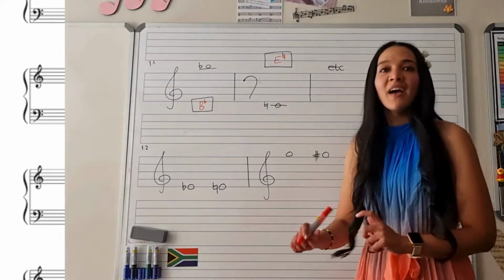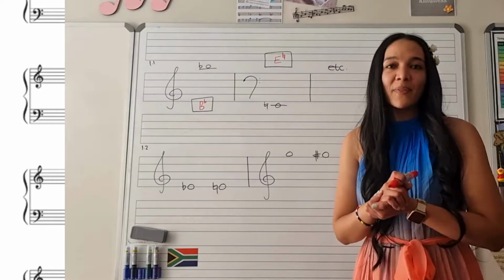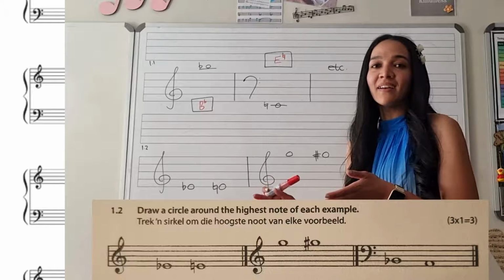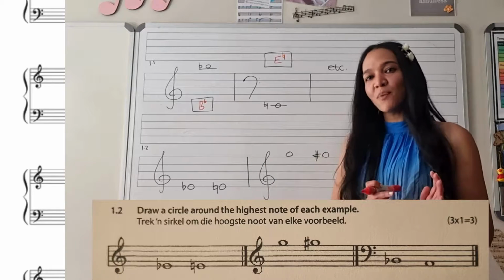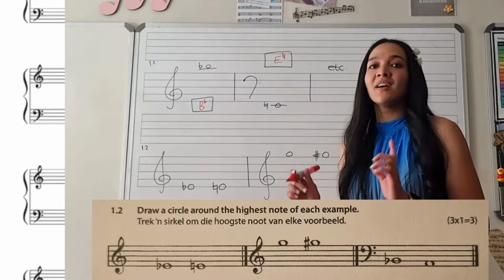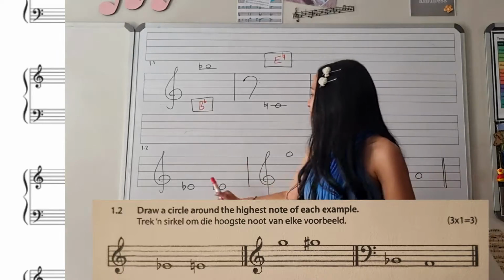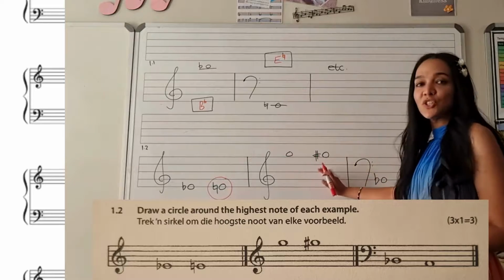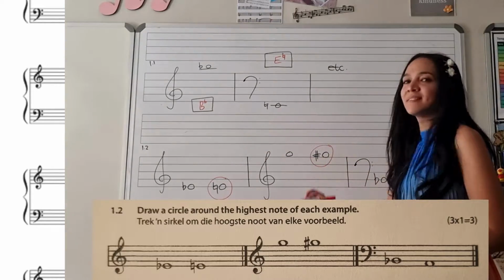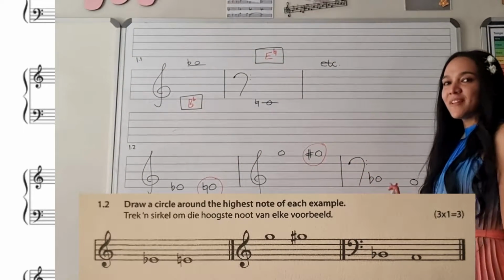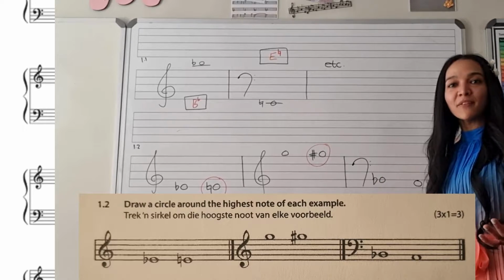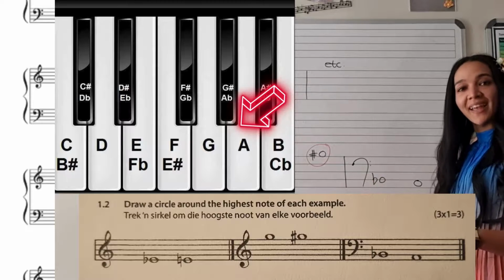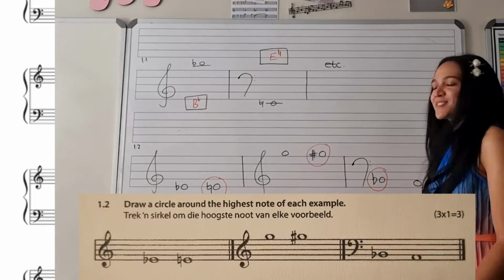Question 1.2, they ask of us to draw a circle around the highest note in the bar. Now remember, naturals are higher than flats and sharps are higher than naturals. Here we go. So if we have an E flat and an E, of course an E will be higher. A G and a G sharp is higher. And then the last one, we have a B flat and an A. Don't be fooled here by the flat. Remember that anything on the note B will be higher than anything on the note A. So B flat is our highest note.